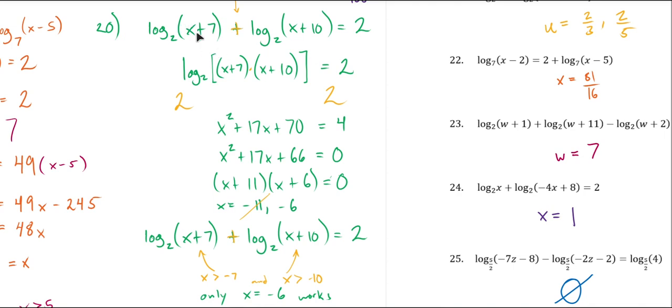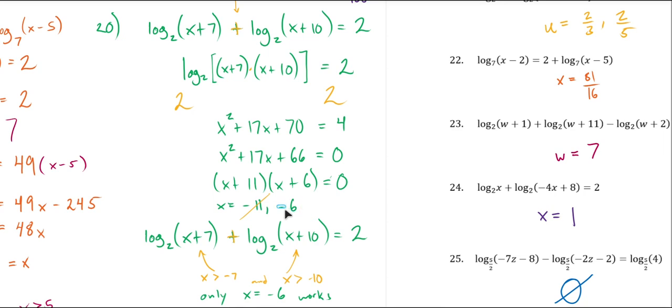If I plug in x is negative 6 in here, I get a 1. If I plug in x is negative 6 in here, I get a 4. A 1 in here would give me a 0, for my log base 2 of anything is 0. And a 4 in here would give me a 2, because 2 to the power of 2 would be equal to 4. And that is what we get. We get a 2. So yes, either by checking domain or by direct substitution, we can see that minus 6 is a solution.